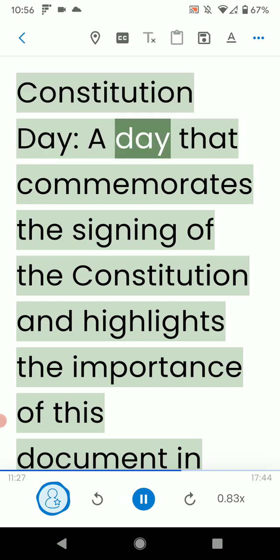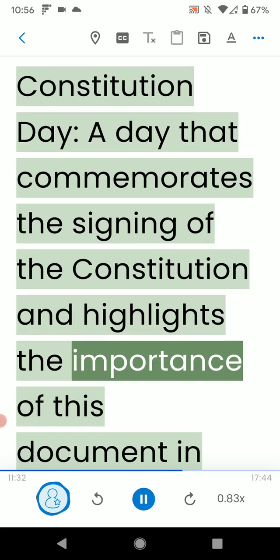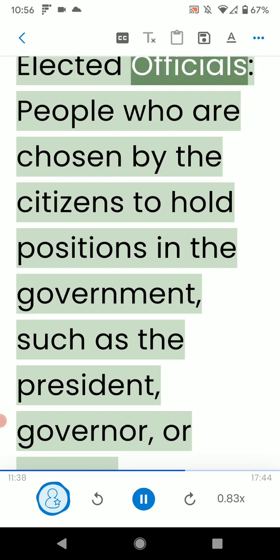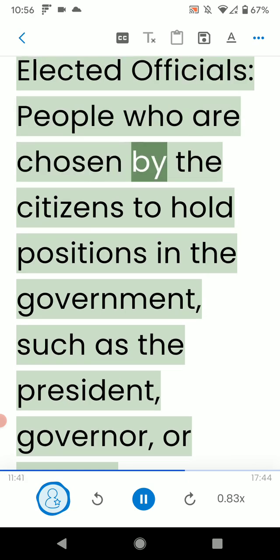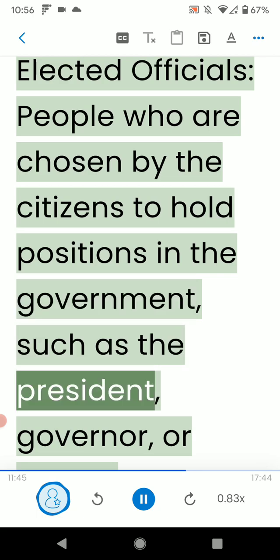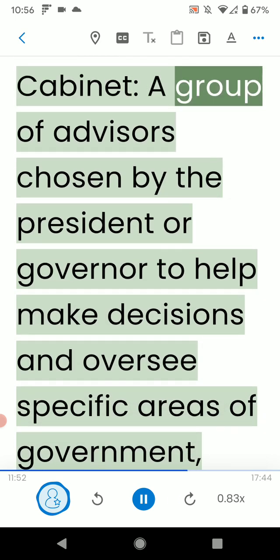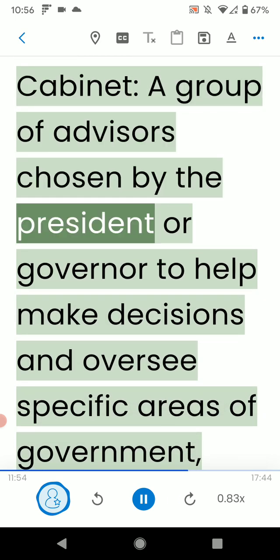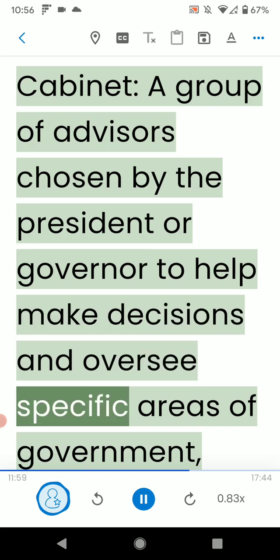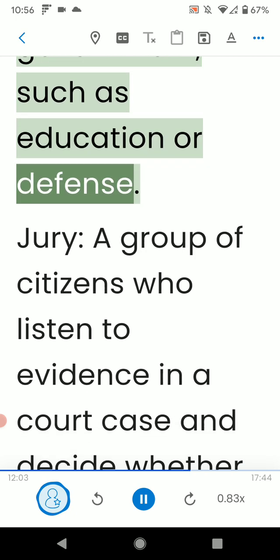Constitution Day, a day that commemorates the signing of the Constitution and highlights the importance of this document in guiding our government. Elected officials, people who are chosen by the citizens to hold positions in the government, such as the president, governor, or mayor. Cabinet, a group of advisors chosen by the president or governor to help make decisions and oversee specific areas of government, such as education or defense.